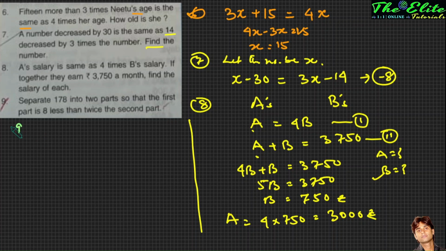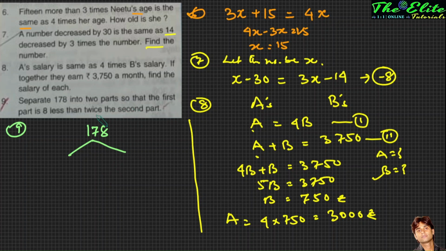What is question number 9? Let's see. Separate 178 into two parts. This is your 178. You have to separate it into two parts so that the first part is 8 less than twice the second number. Oh my god. The first part is 8 less than twice the second number.